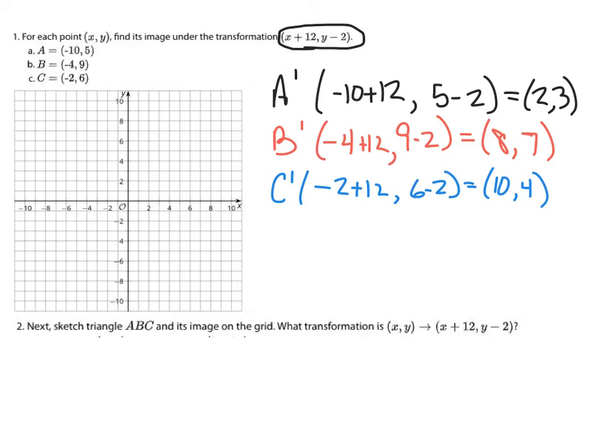And then we're going to sketch triangle ABC and its image on the grid. I'm going to do ABC just in a black color. Negative 10, 5, negative 4, 9. Sorry, that's really small. And then negative 2, 6.